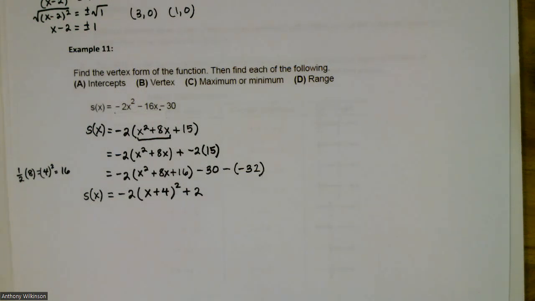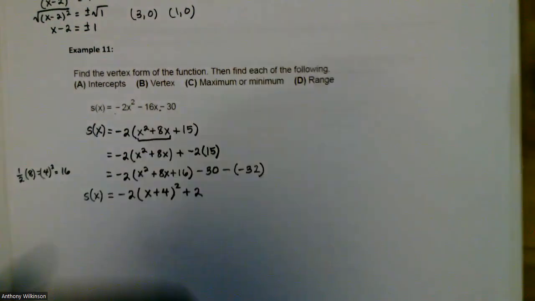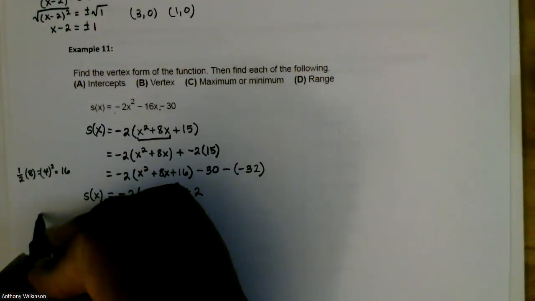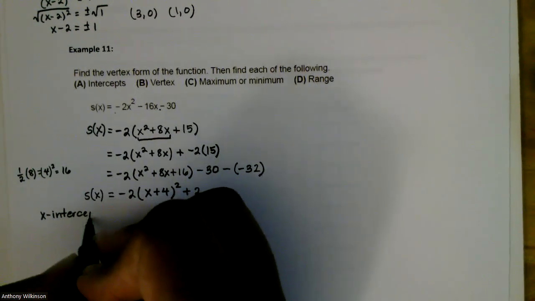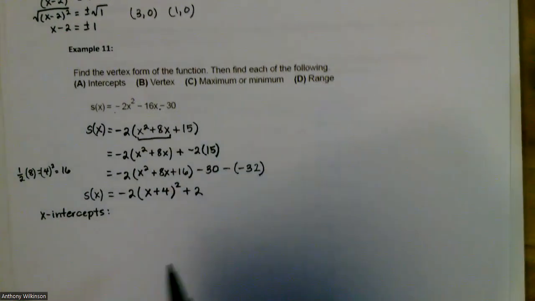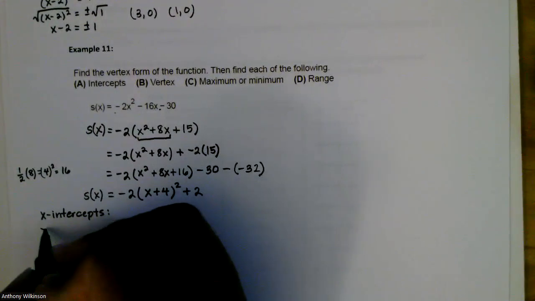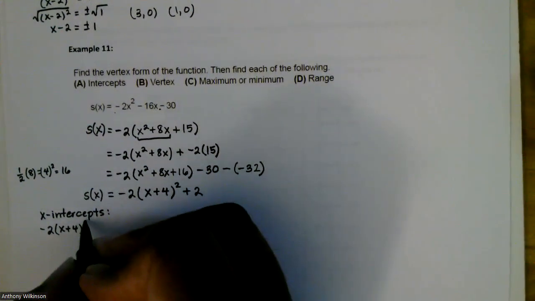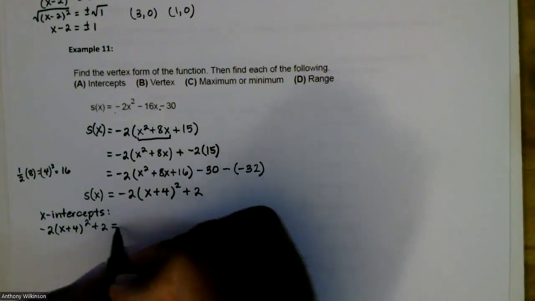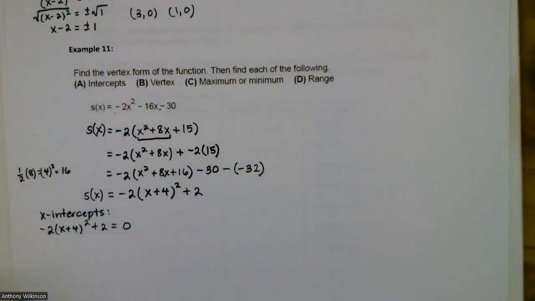That would be the vertex form of this equation. -2 times the quantity x plus 4 squared plus 2. From that, we can find our x and y intercepts. Okay, so starting with the x-intercepts, we take this -2 times the quantity x plus 4, that will be squared, plus 2, set that equal to 0, and solve for x.